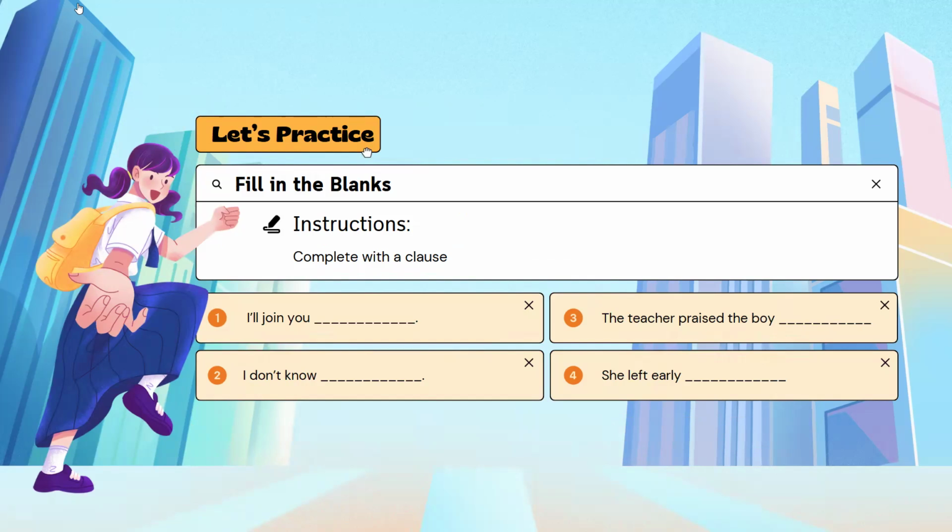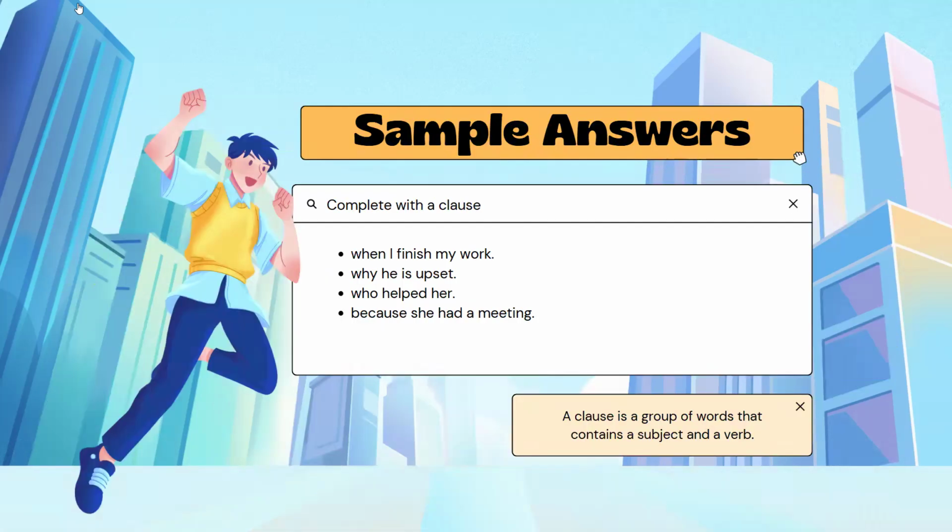Fill in the blanks using a clause. Pause and try writing your answers. You can be creative. I would like to see what you come up with in the comments. Well, I have given some sample answers for you all.